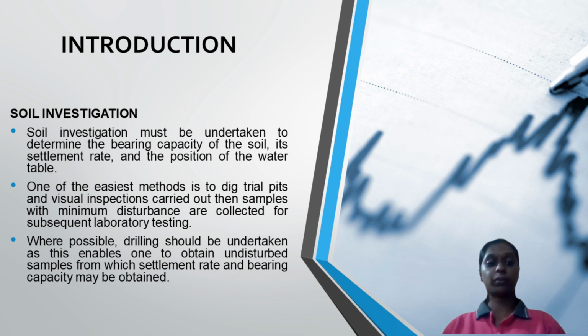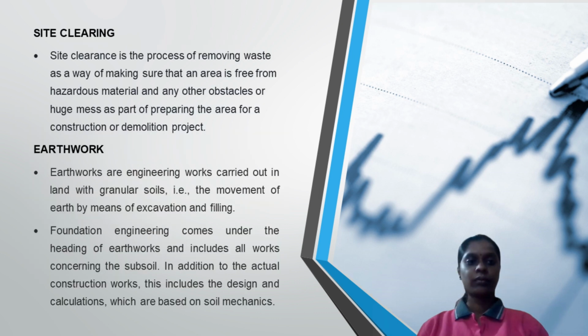One of the easiest methods is to dig trial pits and carry out visual inspections, then samples with minimum disturbance are collected for subsequent laboratory testing. Where possible, drilling should be undertaken, that is boring, as this enables one to obtain disturbed samples from which settlement rate and bearing capacity may be obtained.